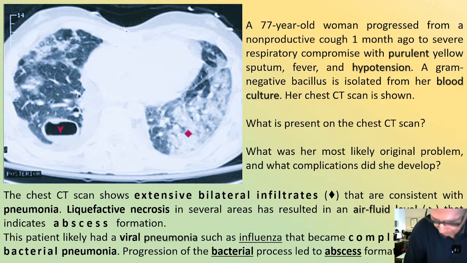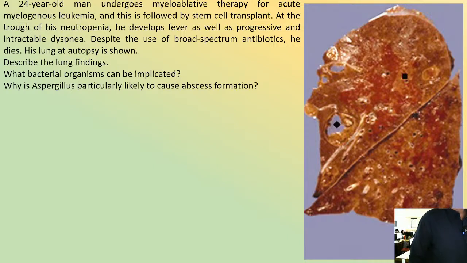This can also happen. Now, here there is an extensive consolidation, an area of consolidation in this lung. And of course, this macroscopic finding here, this cavity, could be compatible with an abscess formation, like the previous case. And you see that it is from a young man who underwent therapy for acute myelogenous leukemia, and he had a stem cell transplant, and he reached the lowest level of neutropenia.